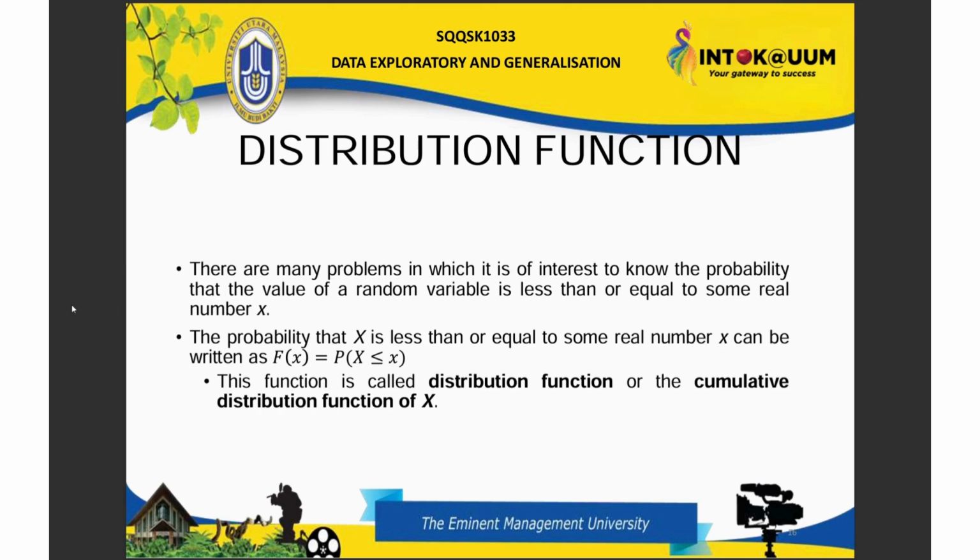Formally, we define it as follows. The probability that a random variable X is less than or equal to some real number x is written as F(x) equals the probability that X is less than or equal to x. This function, denoted by the capital letter F, is what we call the distribution function or the cumulative distribution function of X.